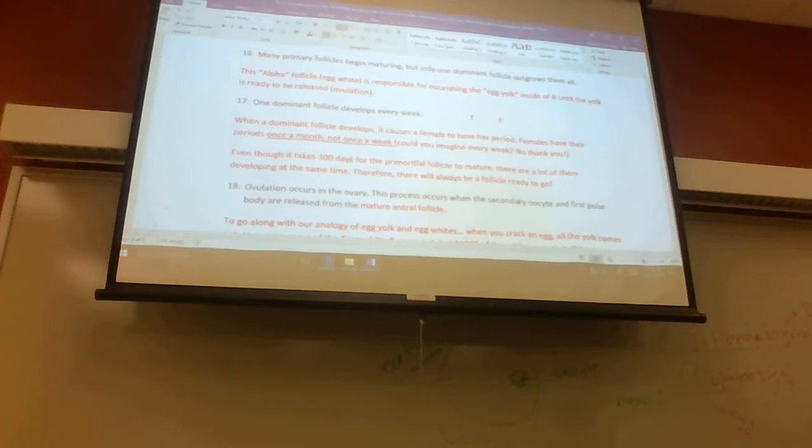And this is just a fun fact. It takes 300 days for the follicles to mature. However, there are a lot of them developing at the same time. So because a lot of them are developing at the same time, they're always ready to go.